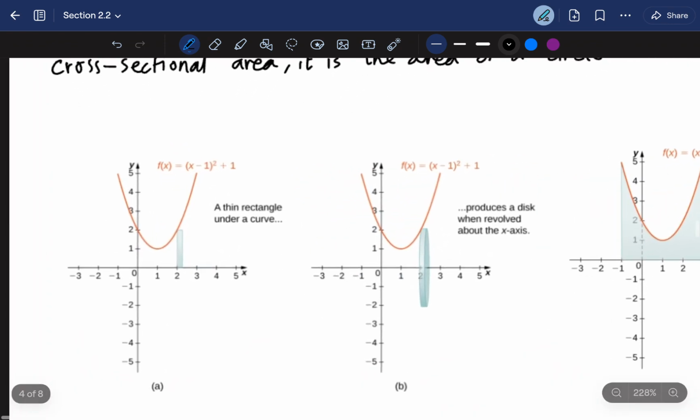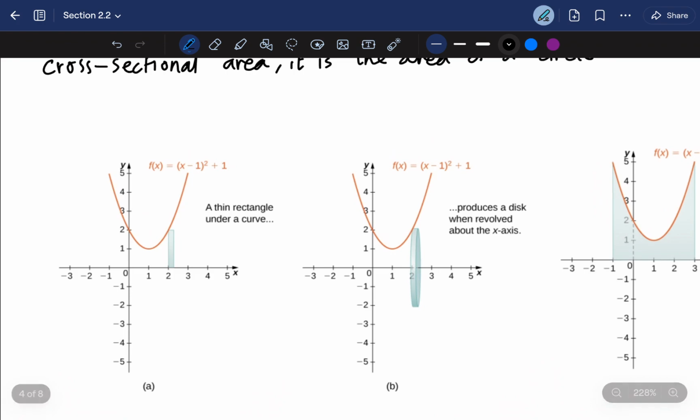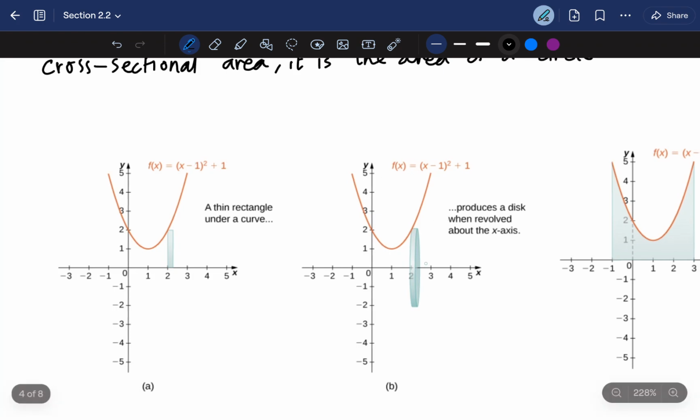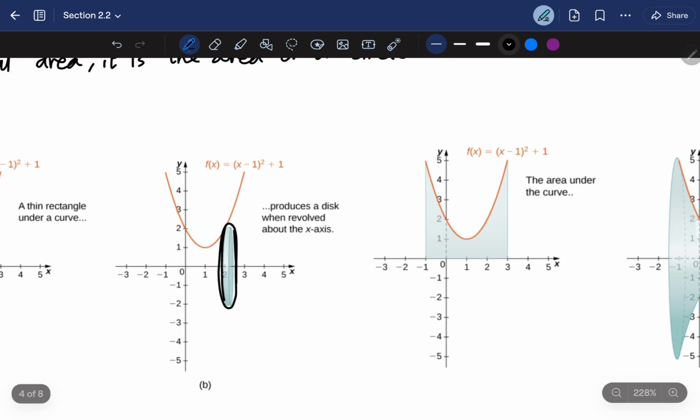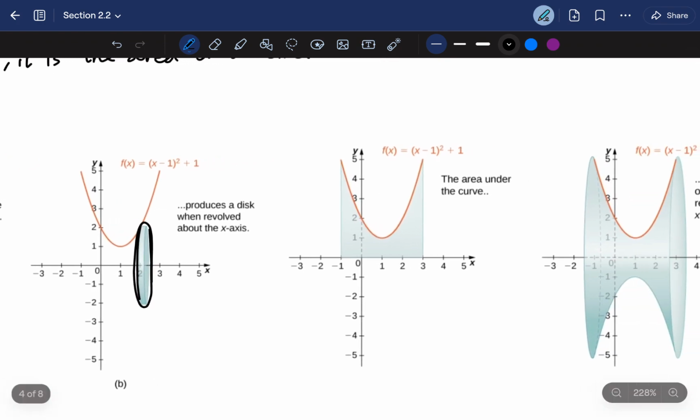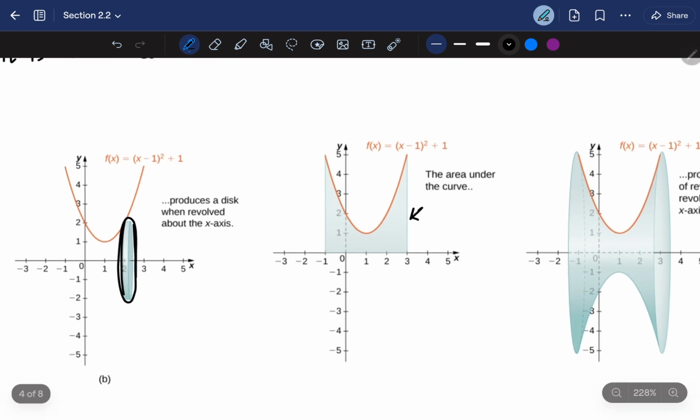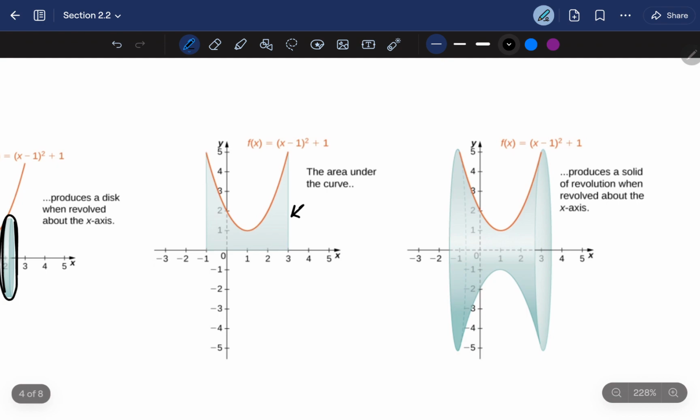So let's look here. If I have this graph, if you take a thin rectangle under the curve and then you revolve it around the x-axis, this is going to create just a circle. So the cross section here is just a circle, and I can find the area easily, pi r squared. How about if we take the area under the whole curve here? So you have this region, and you want to revolve it around the x-axis. You're going to create this solid.